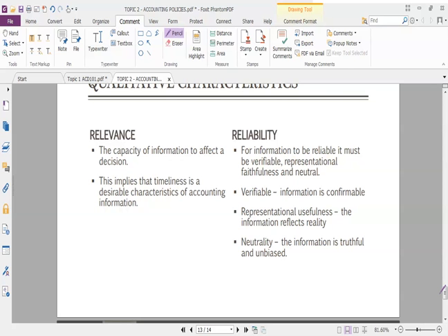How about reliability? For information to be reliable, it must be verifiable, representationally faithful, and neutral. The information is confirmable, the information reflects reality, and the information is truthful and unbiased. So your information, your data, should be reliable. That is what is meant by reliability.